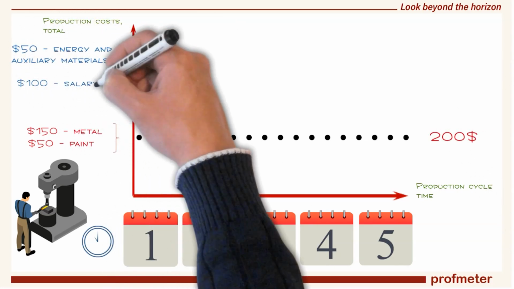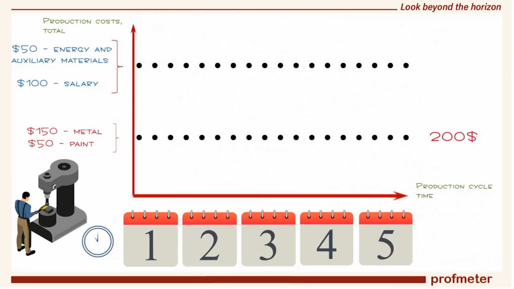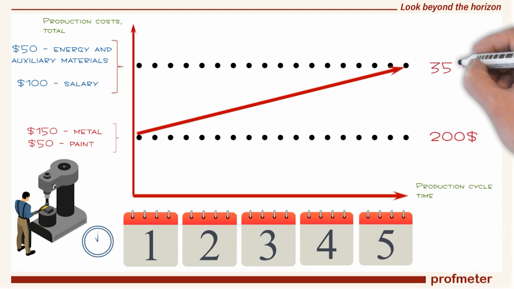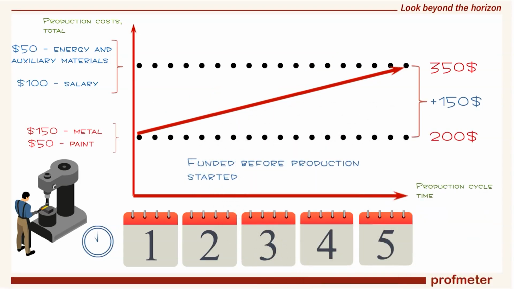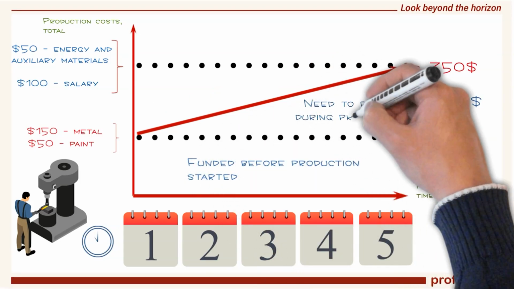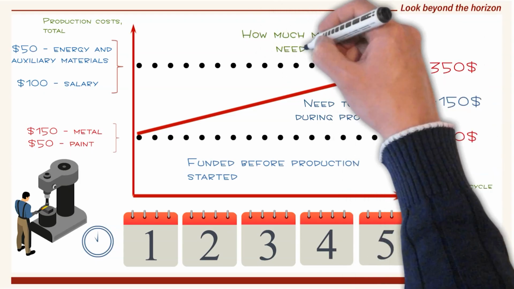Our costs steadily rise until we hit the final amount we mentioned earlier. That's the total cost of auxiliary materials, energy, and wages. During production, costs climb from $200 to $350. In other words, besides startup costs, we also need to fund ongoing expenses. And now comes the logical question. How do we calculate them?